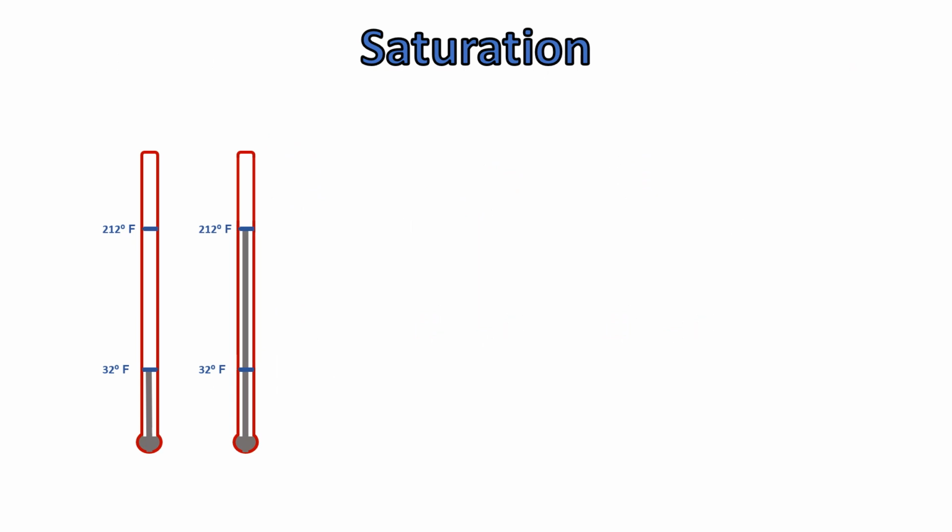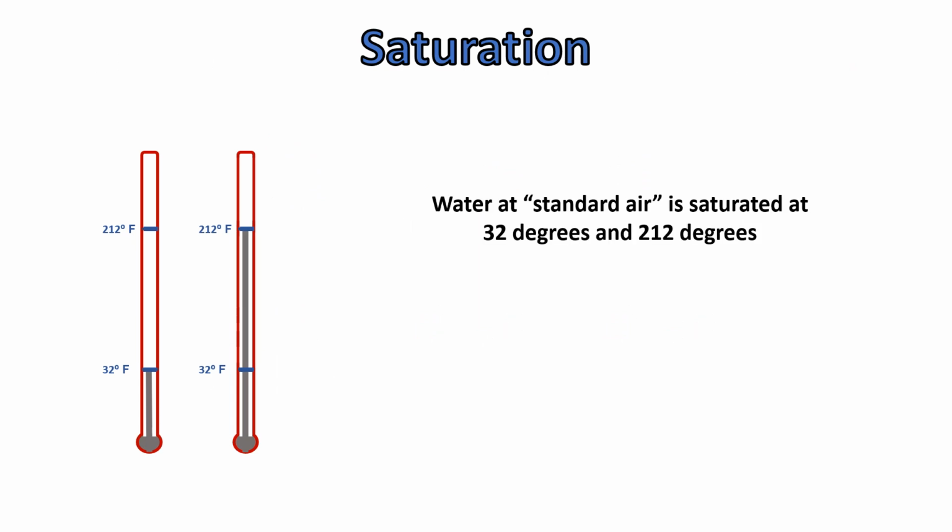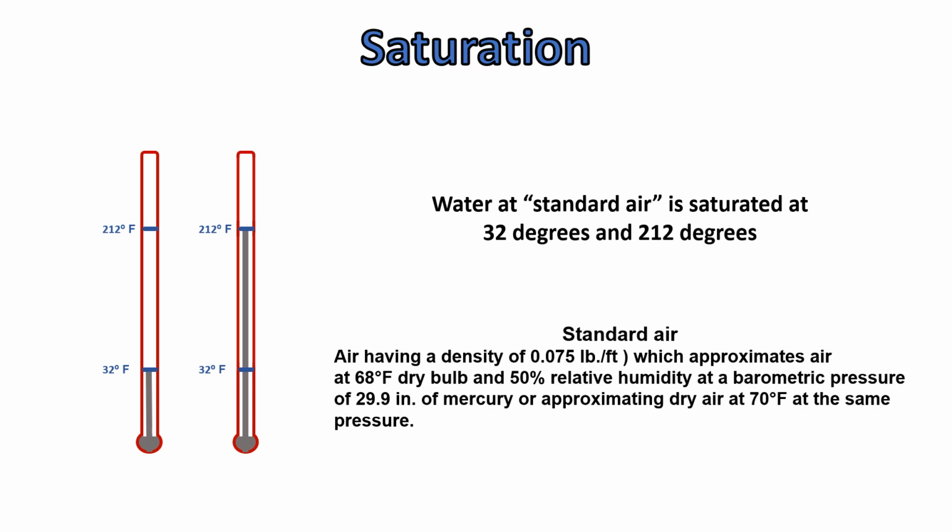Let's look at the saturation of water. Water at standard air is saturated at 32 degrees and 212 degrees Fahrenheit. Standard air is air having a density of 0.075 pounds per foot, which approximates air at 68 degrees Fahrenheit dry bulb and 50% relative humidity at a barometric pressure of 29.9 inches of mercury, or approximating dry air at 70 degrees Fahrenheit at the same pressure.